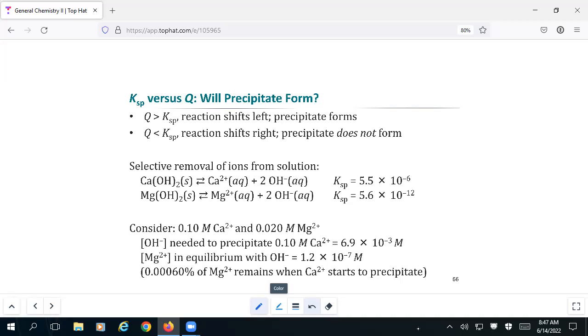What I can look at here is, I can do some math and I can figure out, okay, the concentration of hydroxide has to be 6.9 times 10 to the negative third molar for the calcium to start to precipitate. Where did I get that value from? Well, mainly I got it from just that application of solving the ice table here.